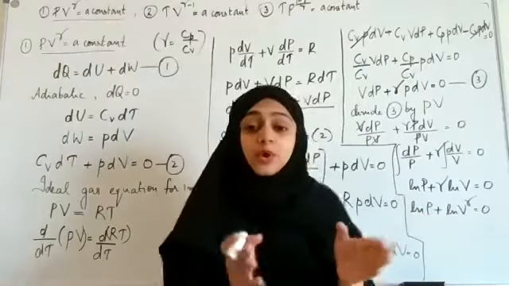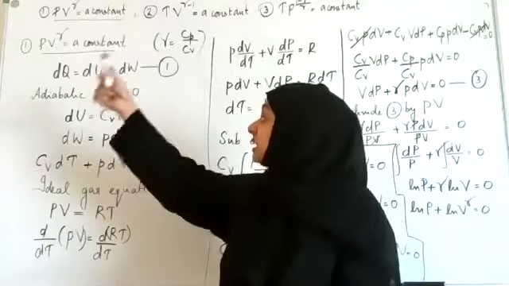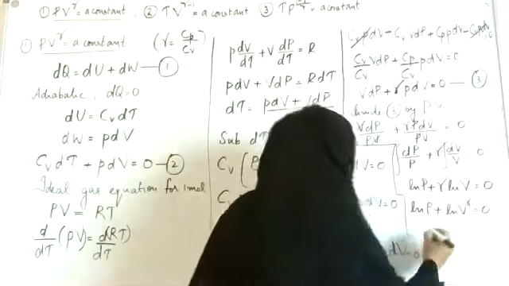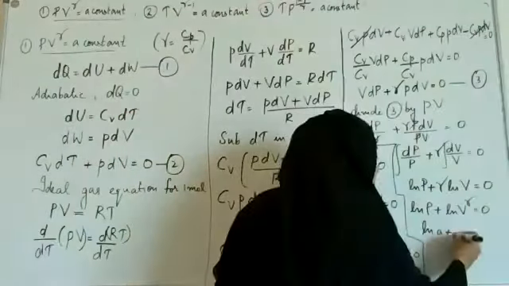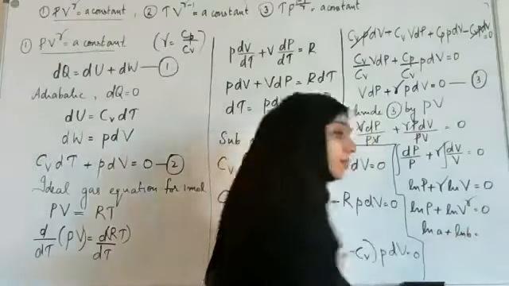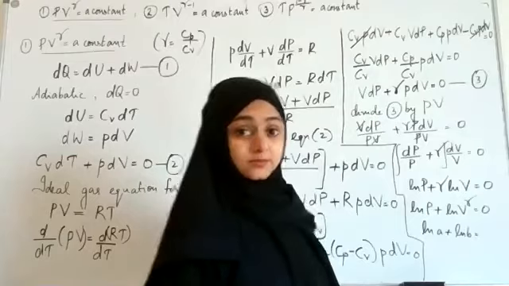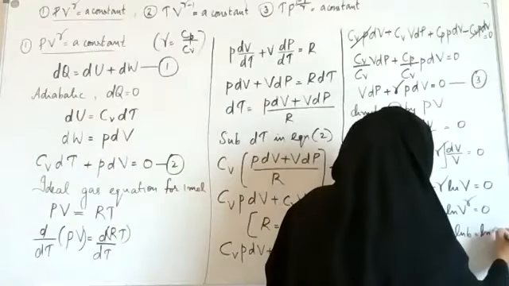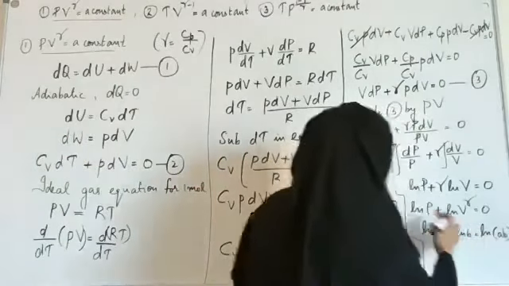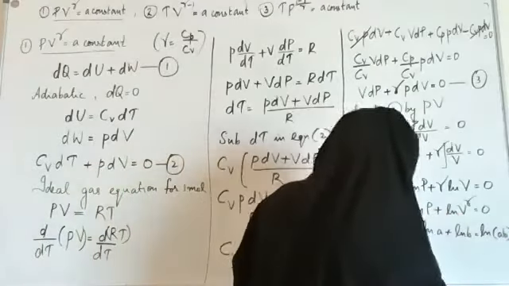Now I want the product, not sum. It's P into V. What is log A plus log B? Log A plus log B is log of AB. So I'm going to use that idea here.